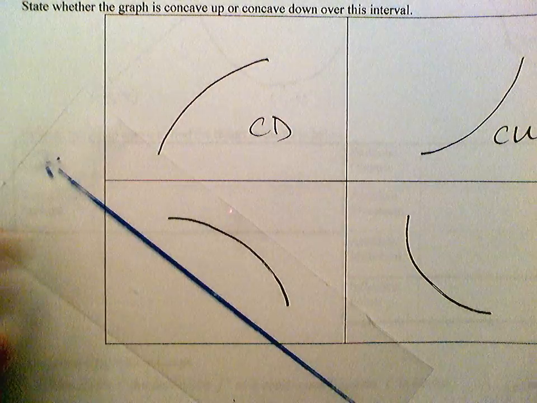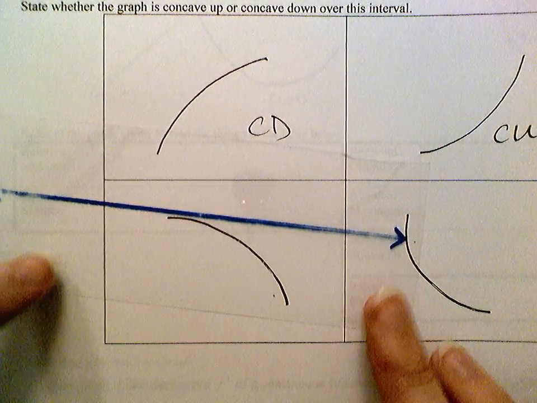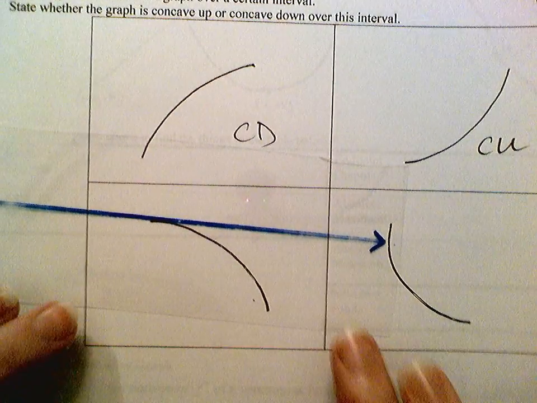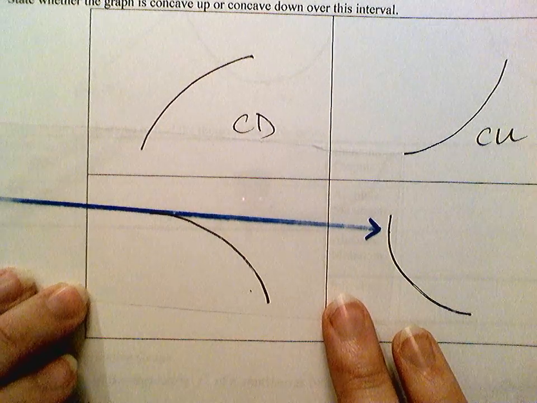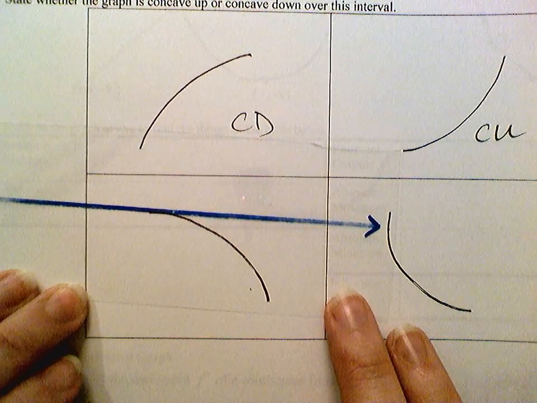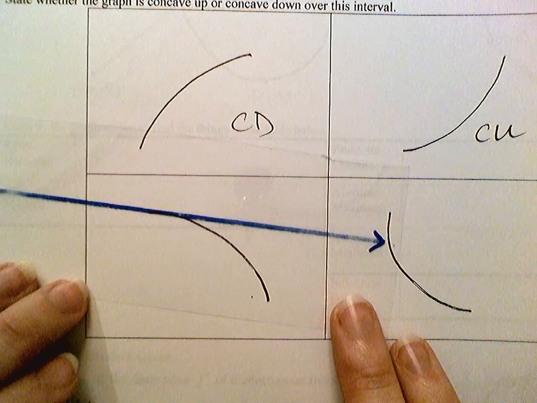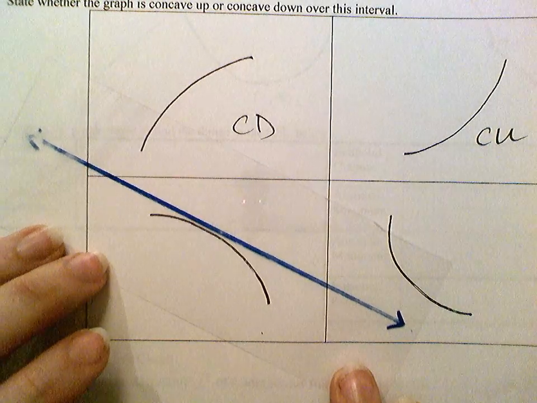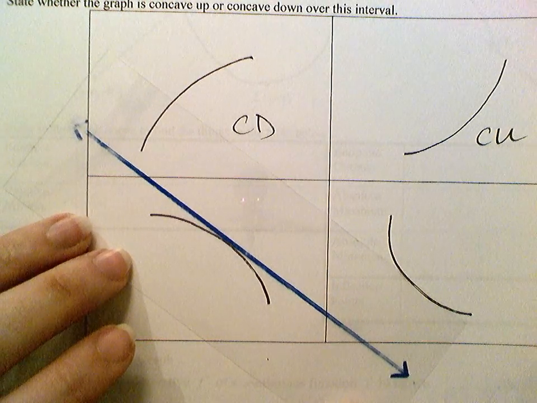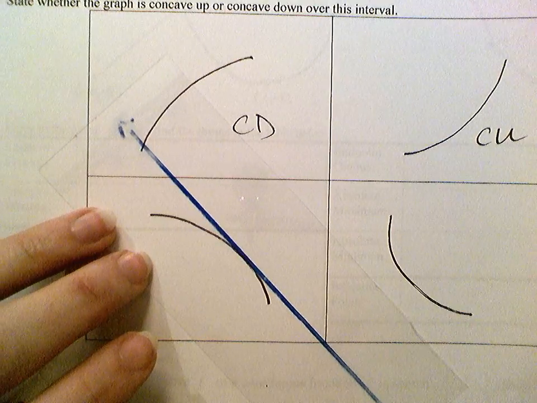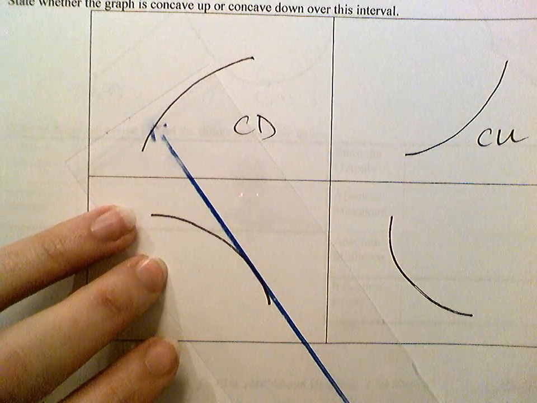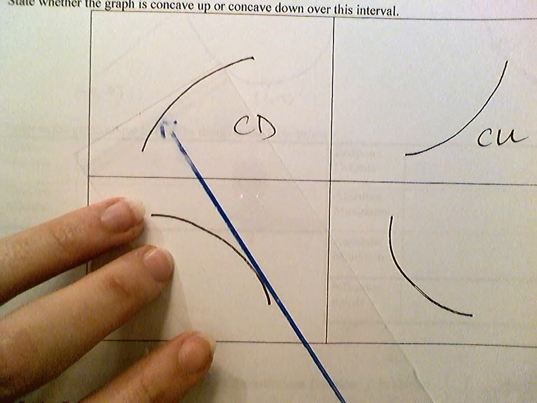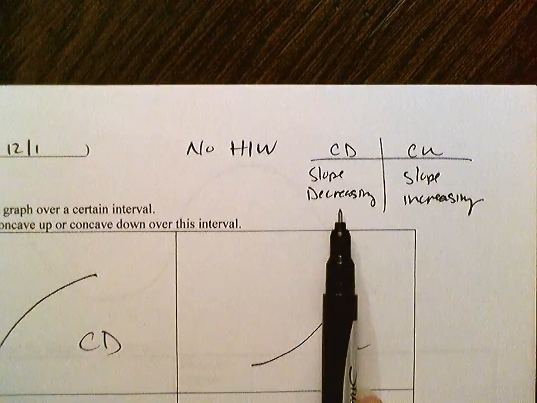This next segment has a decreasing tangent line. Right there we've got a negative slope pretty close to zero. As I move along the graph, it remains negative and gets further from zero. Negative and further from zero is decreasing. So concave down.